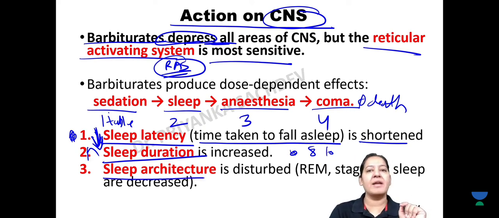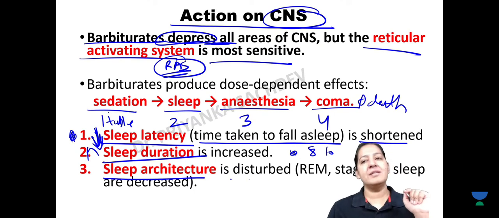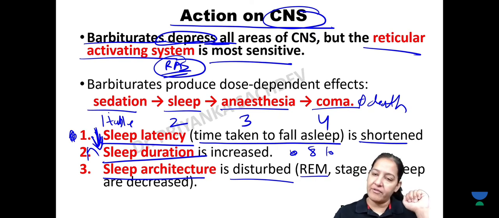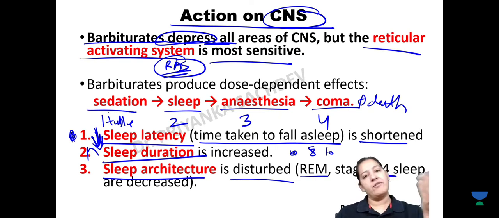And sleep architecture is also disturbed, right? In the sleep architecture, REM is decreased. REM or stage 3, 4 of the non-REM is decreased, and the rest of them will increase.